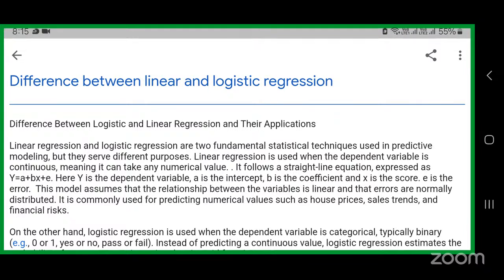Linear regression is used when the dependent variable is continuous, meaning it can take any numerical value. I have discussed metric and non-metric data earlier. So when it is linear regression, that means you are following the metric data. And when you are following the binary regression model, that means you are following the categorical or non-metric data, or the logistic regression.